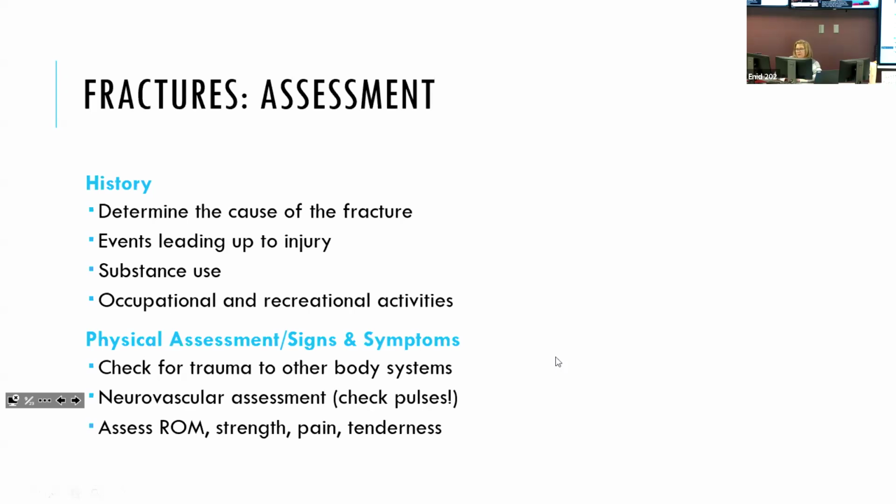Okay. So to assess for fractures, you're going to determine the cause of the fracture. You're going to ask about events leading up to the injury, what happened, if there was any substance abuse involved, and then occupational and recreational activities. So like, do you like to ride motorcycles? And then physical assessment, signs and symptoms, you're going to look for trauma to the other body systems.